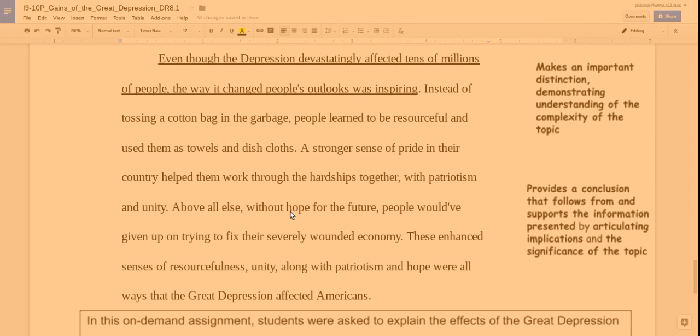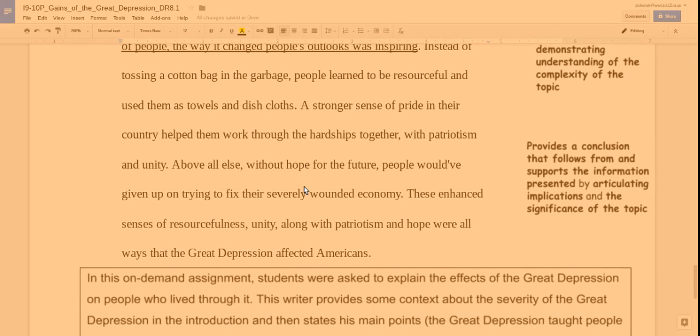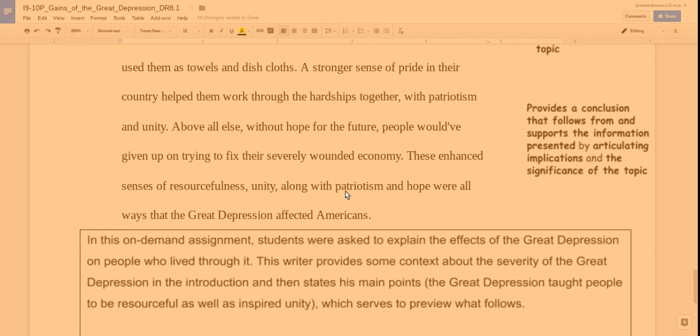Again, this author is kind of talking about those three main claims here: the resourcefulness, the patriotism and unity, and then the hope that people had for the future. These were the main claims. They're rewording it in a different way to make it more interesting, but they're concluding with a summary of what they've been talking about. These enhanced senses of resourcefulness, unity, along with patriotism and hope were all ways that the Great Depression affected Americans. And again, this is summarizing what has been going on in this essay and really being specific in answering the prompt.